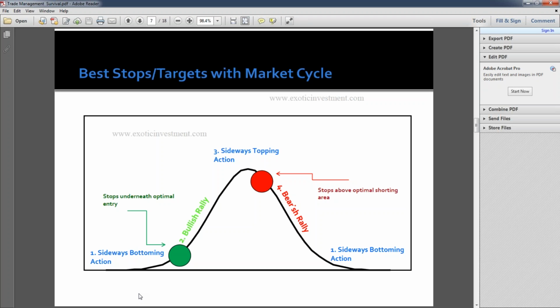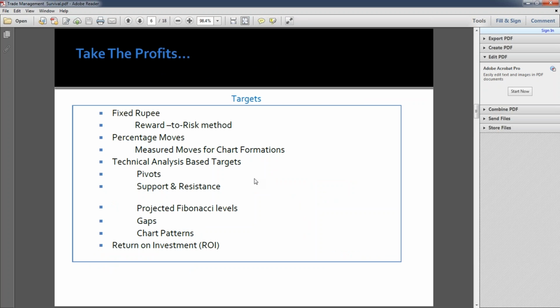So best stops or targets with market cycle. So there is a showcase of good targets and good stop levels, which is shown over here. It can be a good stop after you have bought at one particular point. The pivot stop level can be a good stop level, or there were different ways how you can find out the stop levels. So that way you can find out, or it can be the other way around as well. So if you want to find out the good target, you will find out in all these ways.